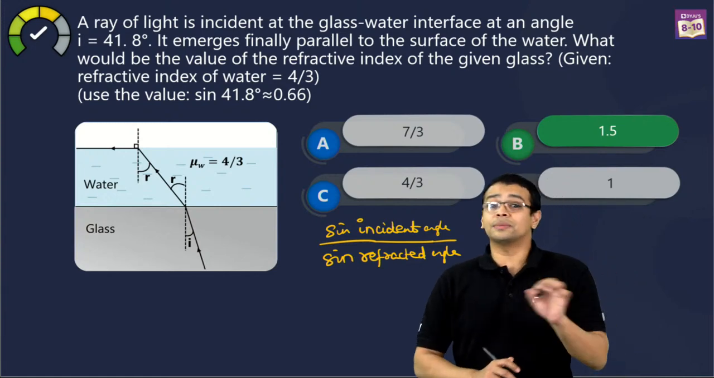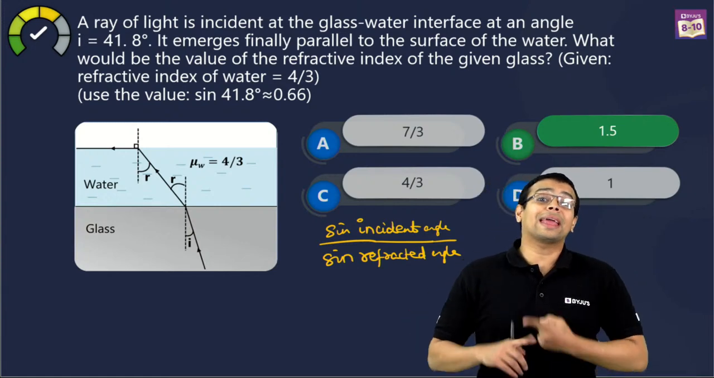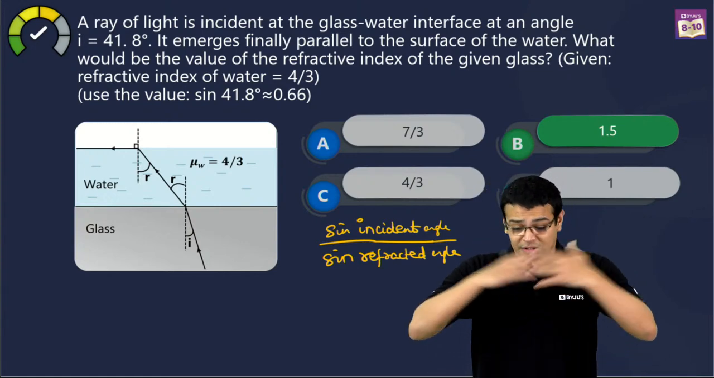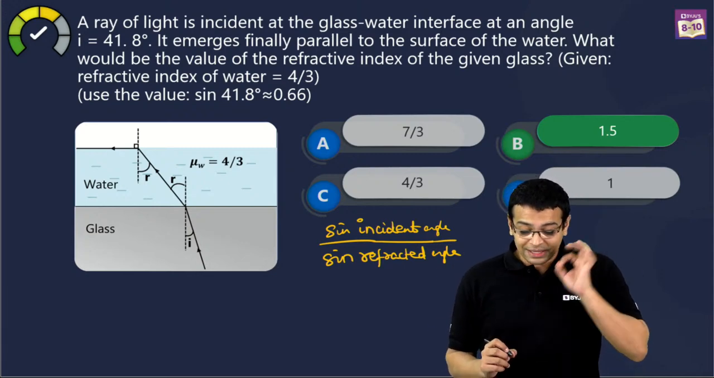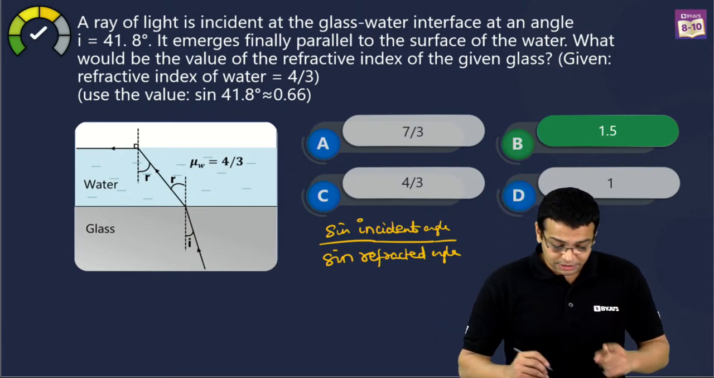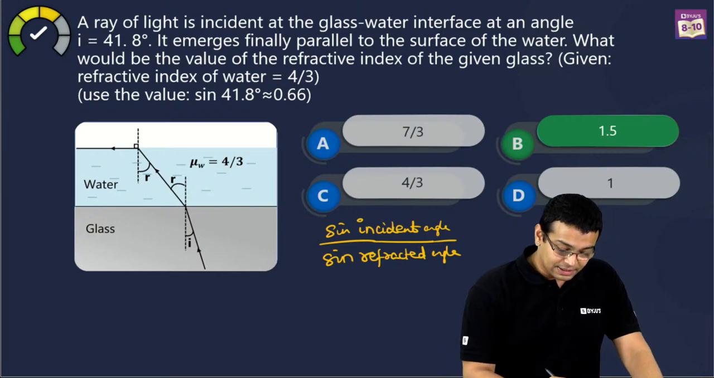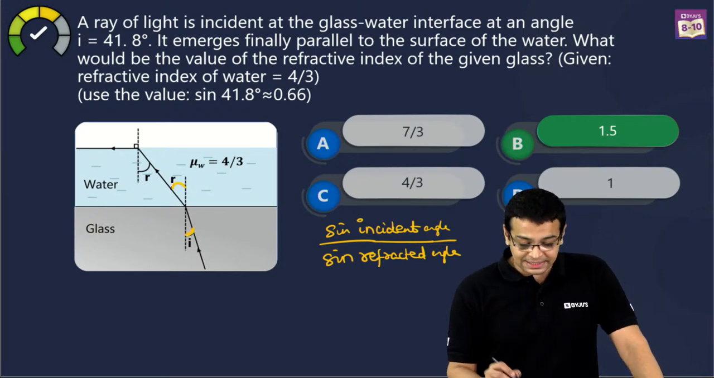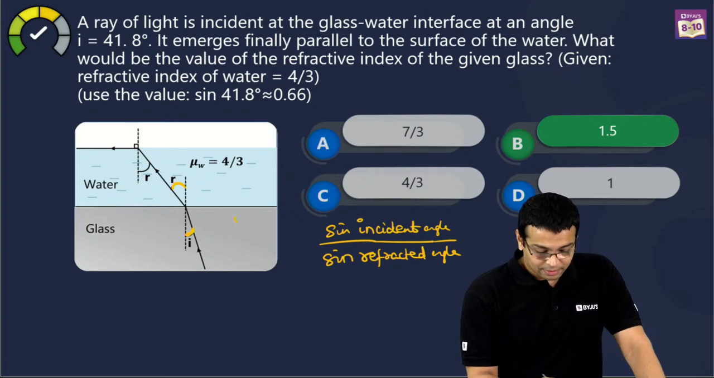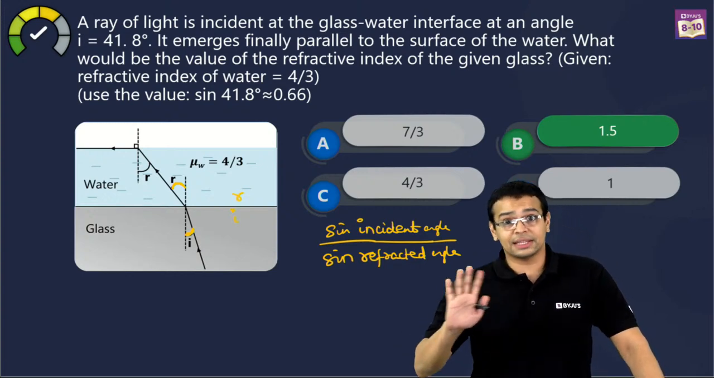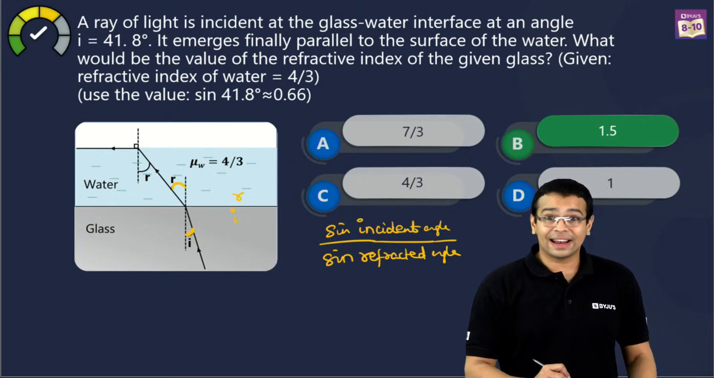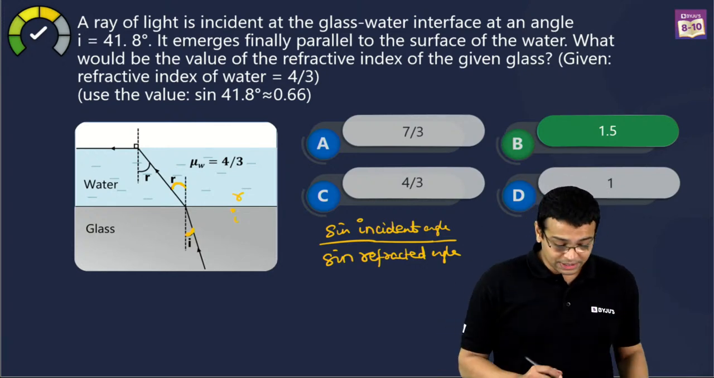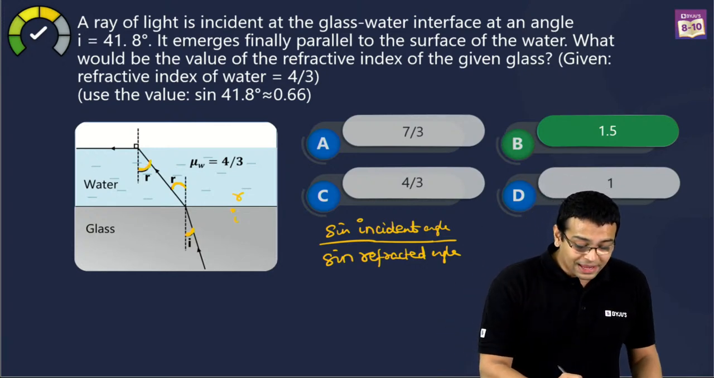Don't think of it in terms of sine I and sine R, because I and R can be used as parameters in some part of that equation. Keep in mind, it's sine of incident over sine of refracted. Check this out. In this first case, this is the incident and this is the refracted. I is the incident, R is the refracted. Easy peasy.